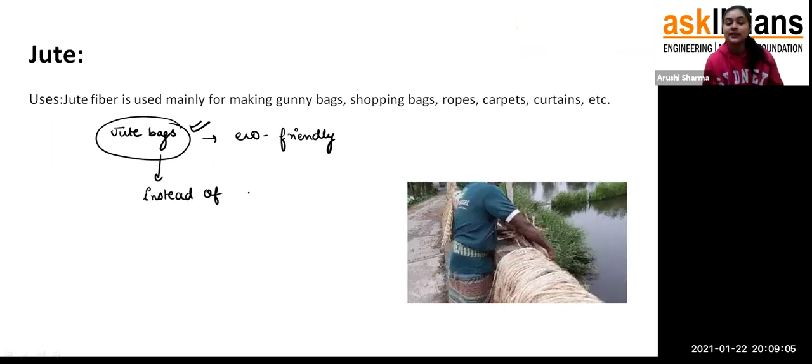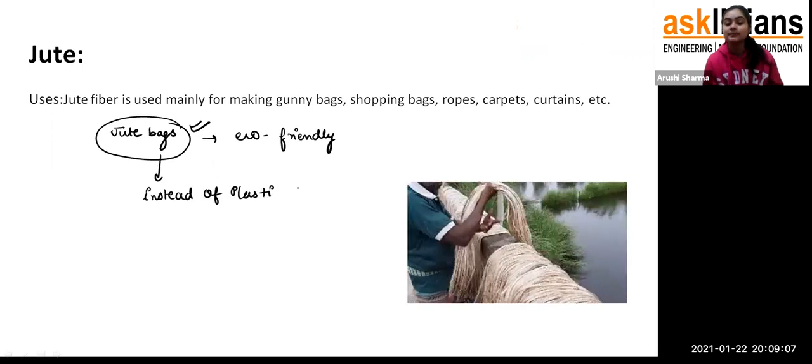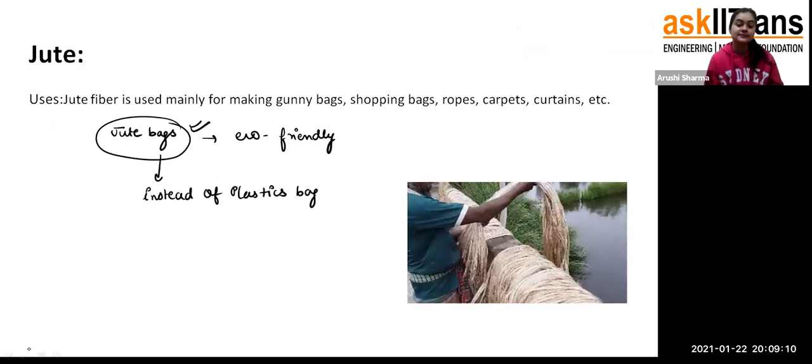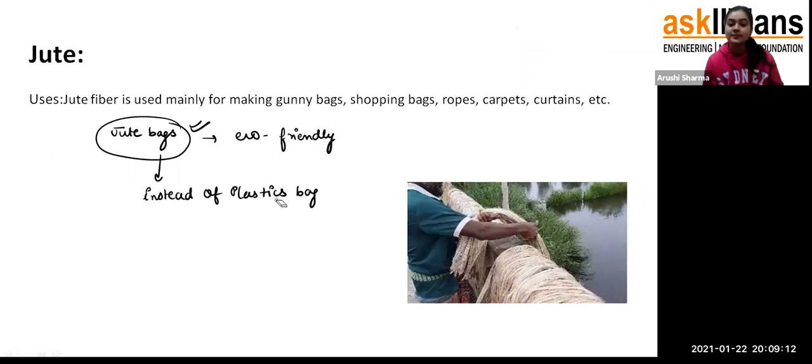Because plastic is not decomposable. I hope you know that plastic is not decomposable, and it creates problems for the environment, because it is not going to end at any cost. So that is why, students, instead of plastic bags, we use jute bags, because jute bags are decomposable in nature, as we get it from the plant part only.